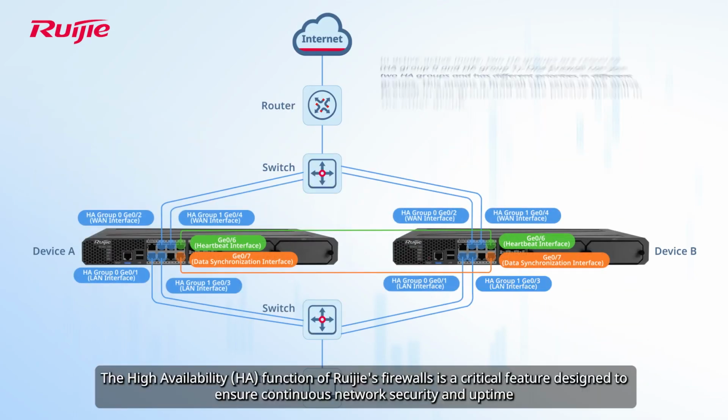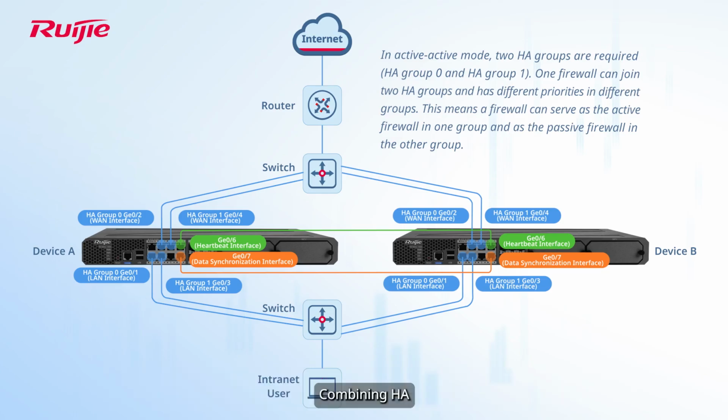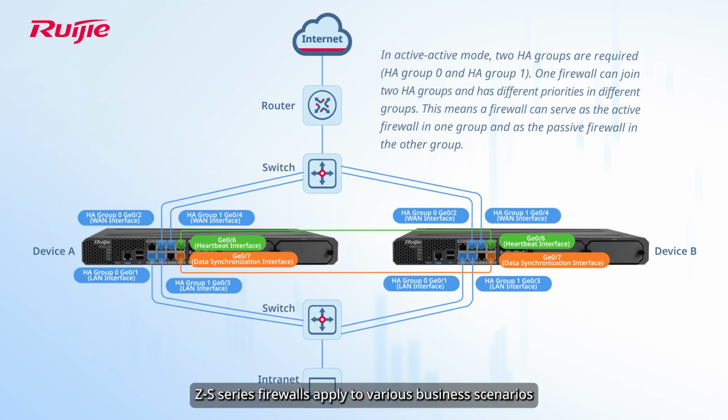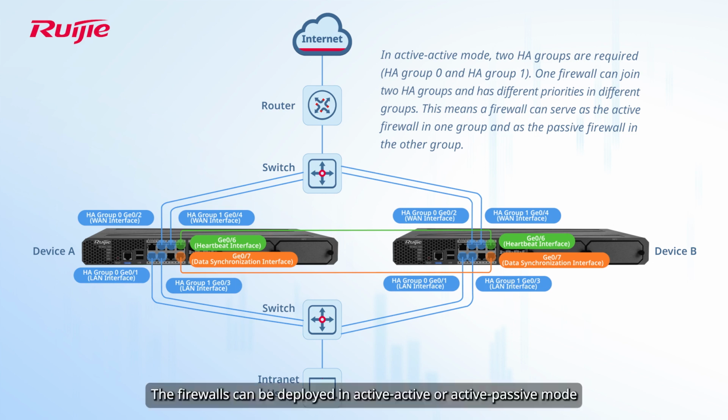The high availability function of Ruijie's firewalls is a critical feature designed to ensure continuous network security and uptime. Combining HA, advanced threat protection, and ease of management, ZS series firewalls apply to various business scenarios, from small and medium enterprises to large corporations. The firewalls can be deployed in active-active or active-passive mode. This video demonstrates only the active-active mode.